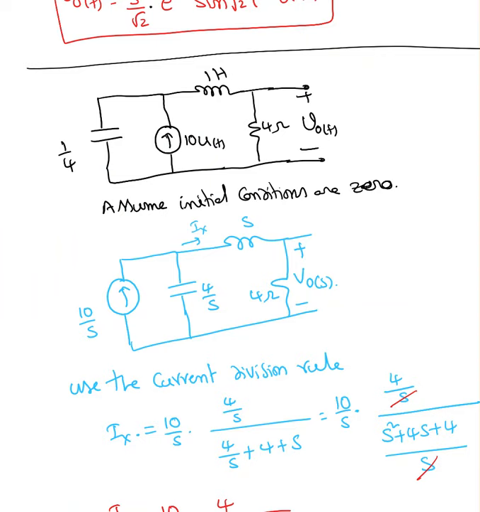Here is the next example. In this example, the given source is a current source 10 u of t. Our goal is finding the voltage drop across the 4 ohms. Okay, so first convert the given circuit into time domain.